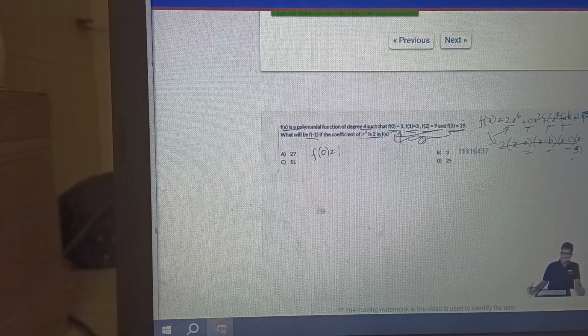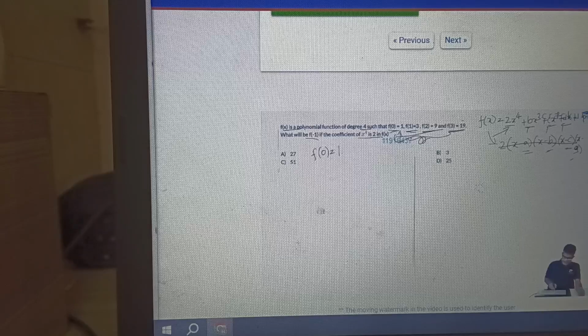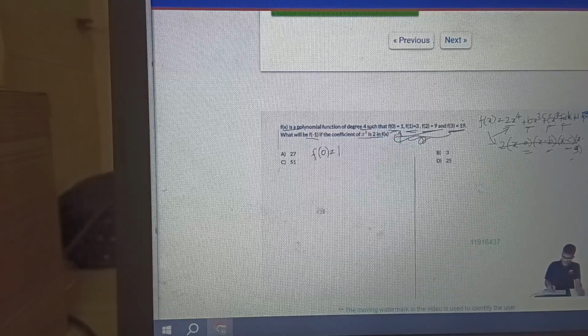So now instead of 4 variables, we have 3 variables. We need to calculate the value of b, c and d. Let us look at the second information that we have. The second information is that f of 1 is equal to 3.